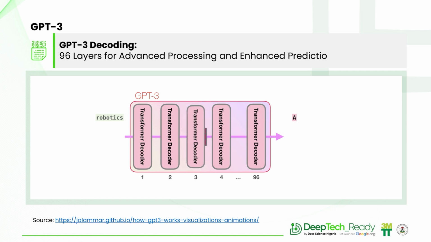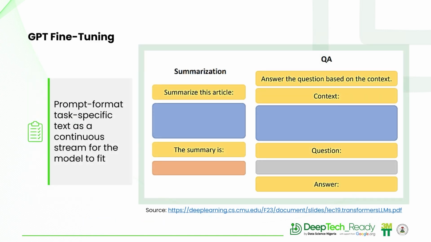In GPT fine-tuning, the model is trained on task-specific data by presenting it in a continuous stream. The input is formatted as a prompt that guides the model to perform specific tasks such as question answering, translation, or summarization. So by adjusting the model's parameters during this process, GPT can learn to better handle particular tasks, which helps in improving its performance for specific applications. Fine-tuning helps the model adapt to new contexts, making it more efficient and accurate in generating relevant output for specialized tasks.